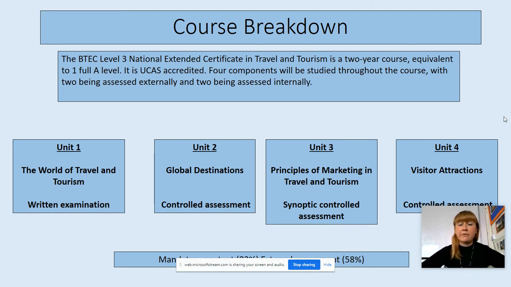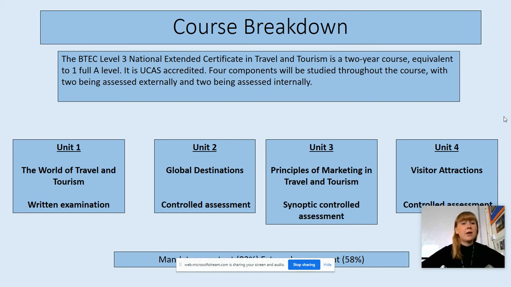Now, that's examined via synoptic controlled assessment. So what that means is there's a pre-release material, you get given some information prior to the assessment, and you're then expected to be able to utilise that material alongside the information that you've gathered throughout the unit to then create a piece of work itself.